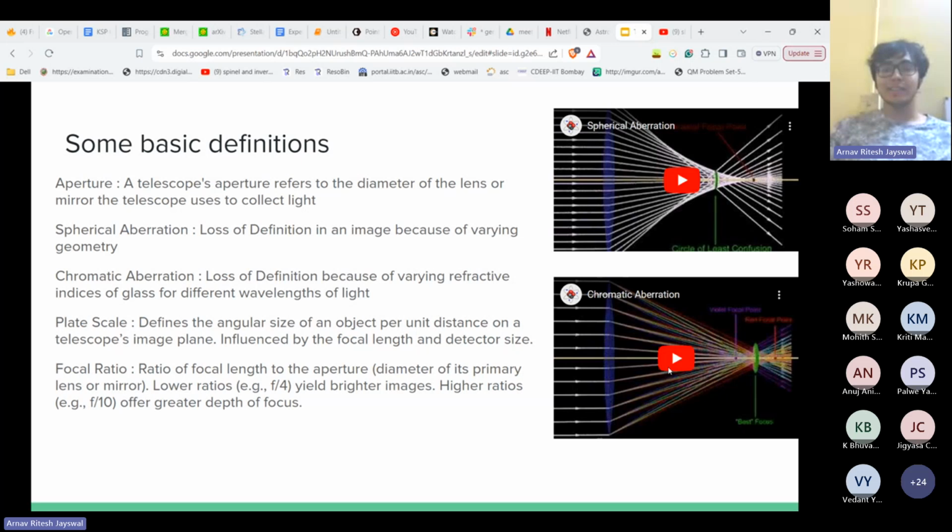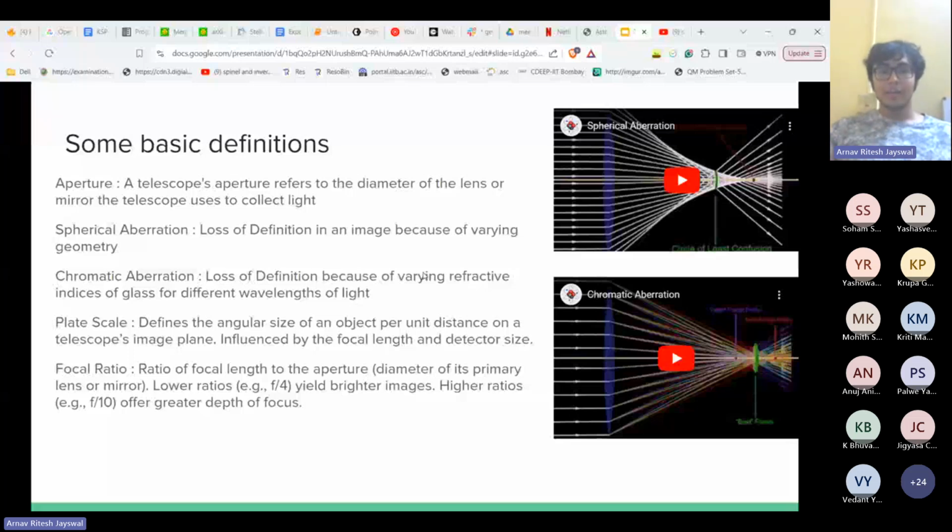Now let's look at some basic definitions about telescopes before we jump into the more detailed topics. Initially, aperture. Aperture refers to the diameter of the lens or mirror of the telescope used to collect the light. I'm pretty sure everybody knows telescopes work on lenses and mirrors, so aperture is just the diameter of the lens or mirror.